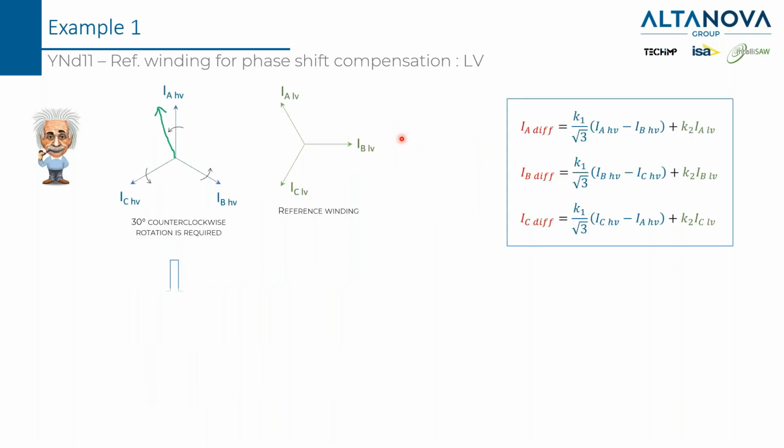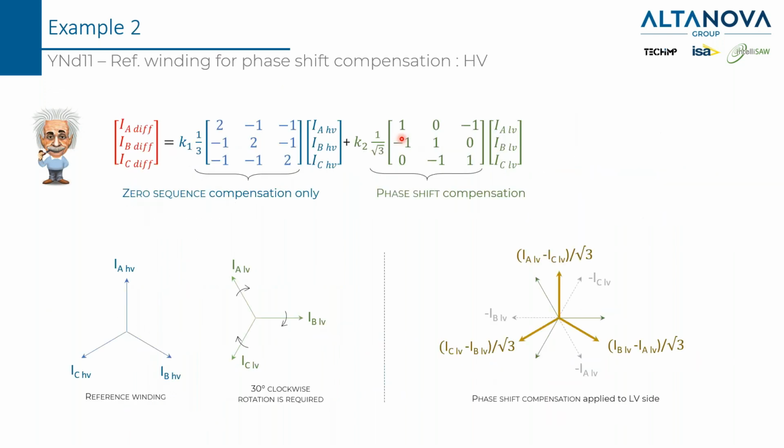But in this case, this is not possible. Otherwise, the zero sequence will not be compensated. Why was I not compensating the zero sequence in the previous example? Because on the delta side, the delta connected side, the zero sequence simply does not exist.